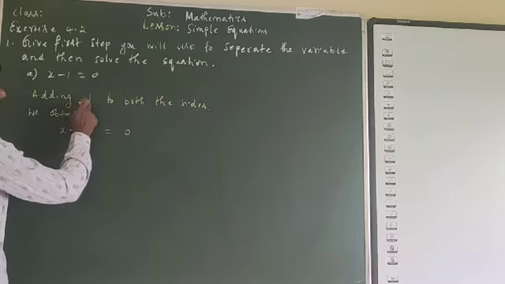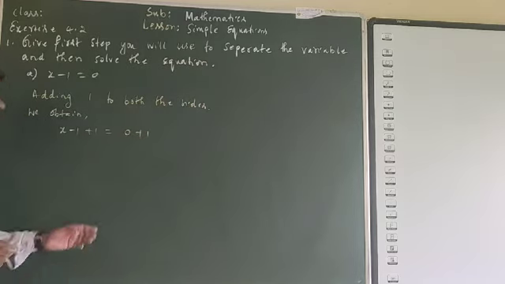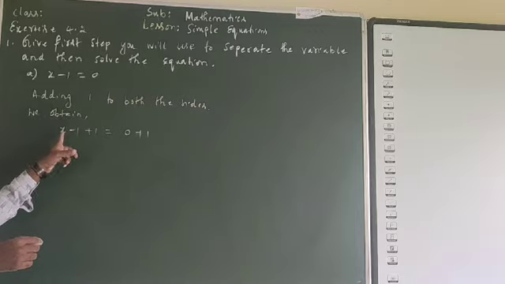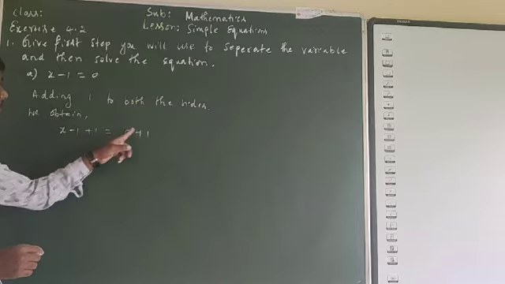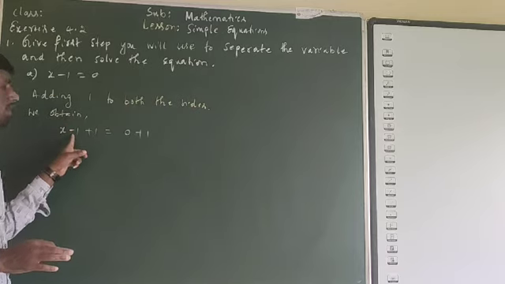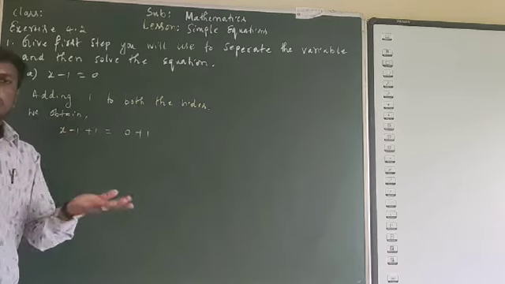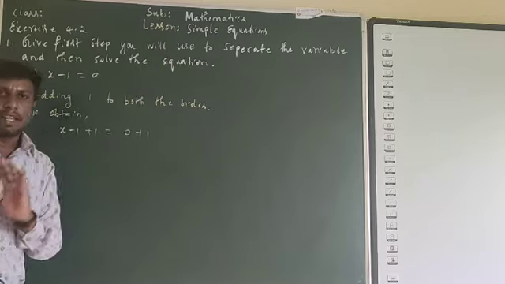What I will do? I will add 1 to both the sides. Plus 1, correct? The equation is x minus 1 is equal to 0. I have added plus 1 for both the sides. Why have I added 1? I need to remove this minus 1. If I want to remove that minus 1, I should add 1. Then only the reverse operation will get balanced, right?